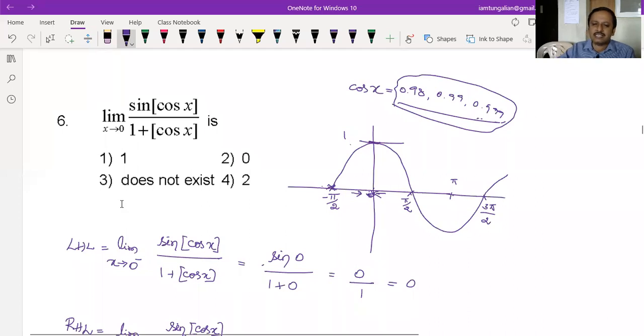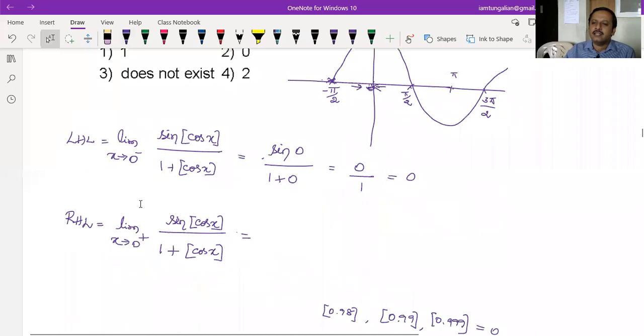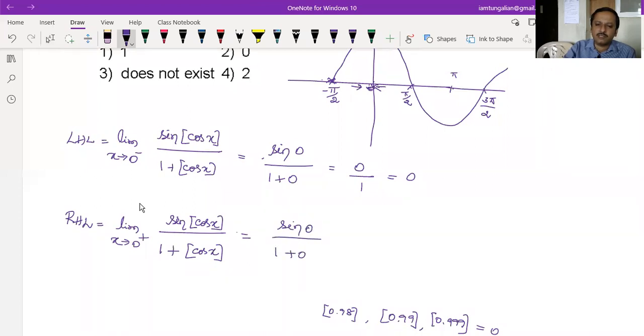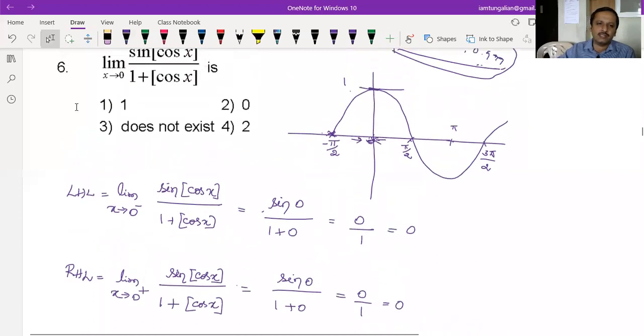Okay. So then when x approaches 0 from left side or right side, cos x value approaches 0.95, 0.98, 0.99, 0.999, etc. Then step of cos x will be equal to 0. Sin 0 divided by 1 plus 0, you get 0 by 1, that is equal to 0. Left hand limit is 0, right hand limit is also equal to 0. Hence, the value of this limit is equal to 0. Is that clear?